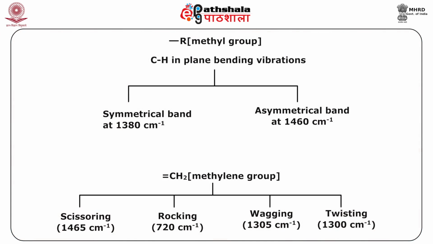The CH in-plane bending vibrations of a methyl group gives two bands, that is a symmetrical band at 1380 centimeter inverse and an asymmetrical band at 1460 centimeter inverse. Now the methylene groups give rise to four bending vibrations. First is the scissoring at 1465 centimeter inverse, the rocking at 720 centimeter inverse, the wagging at 1305 centimeter inverse and twisting at 1300 centimeter inverse.